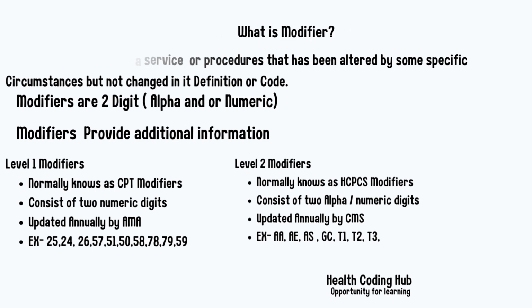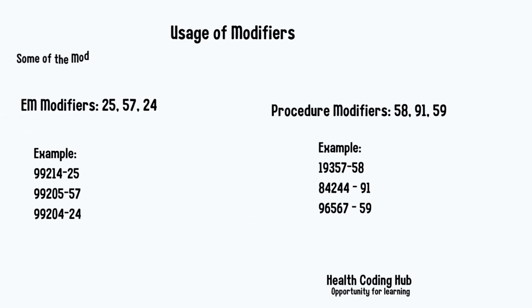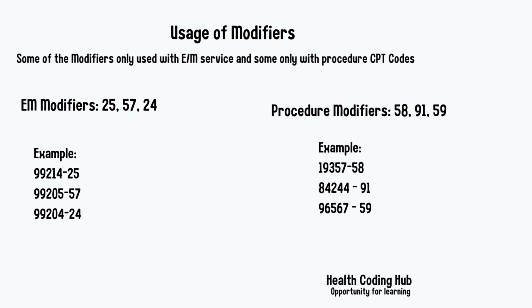Usage of modifiers. As we know, modifiers will be only alphabets or sometimes numbers. One more rule applies here: whenever we use modifiers, they will always be a suffix of the CPT procedure or E&M codes. That means we assign the modifier after the CPT code.